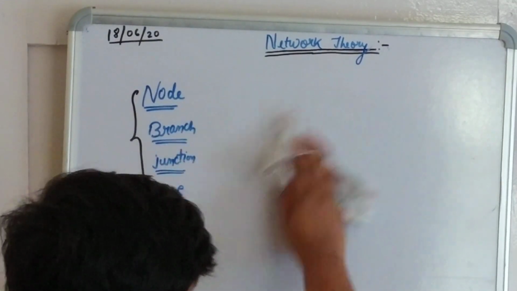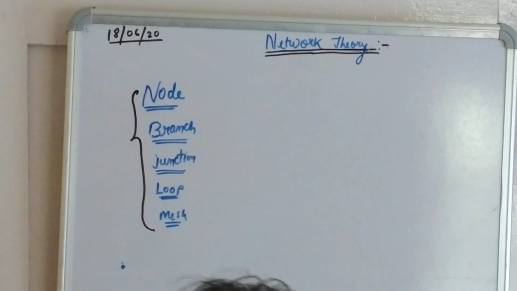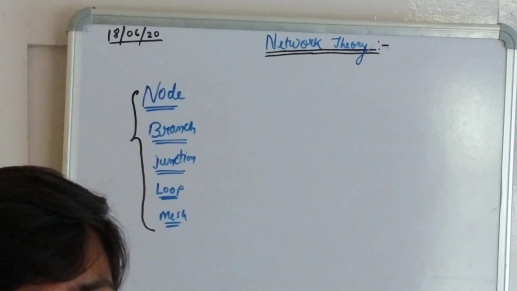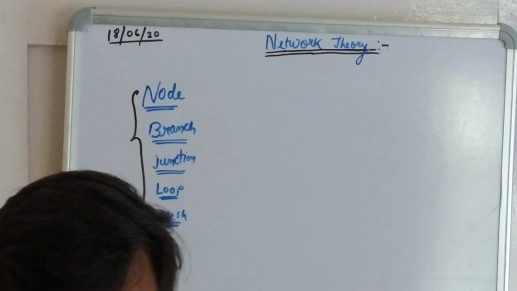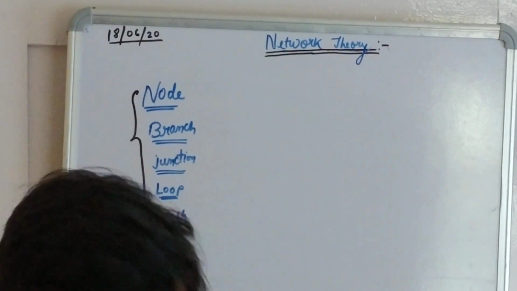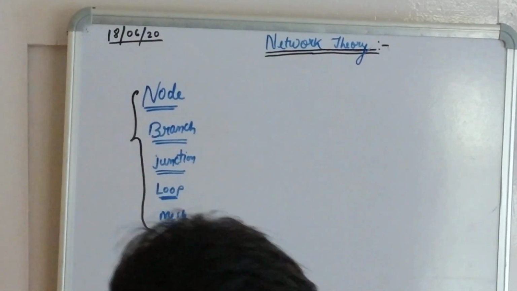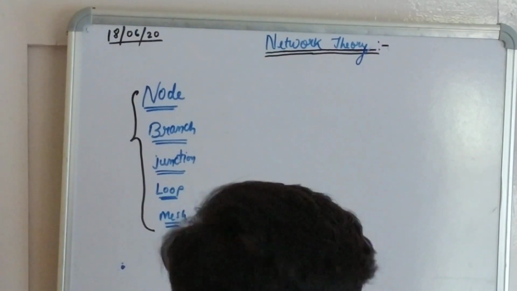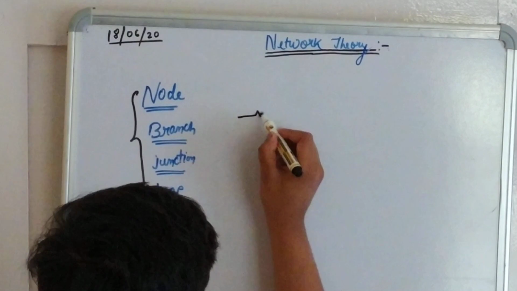Now, what is a mesh? Listen carefully. Mesh is the smallest loop in which there is no other loop present, meaning there cannot be any other loop present inside. Suppose this is a network.